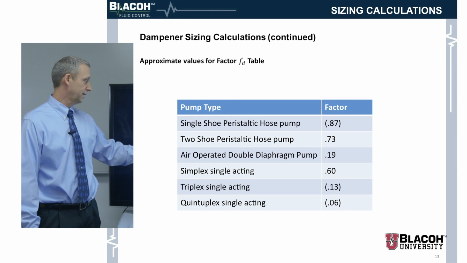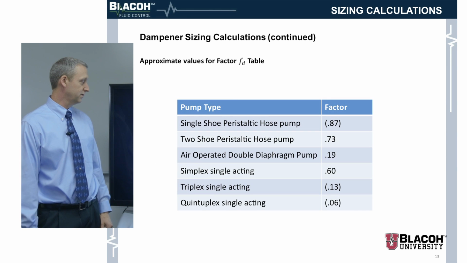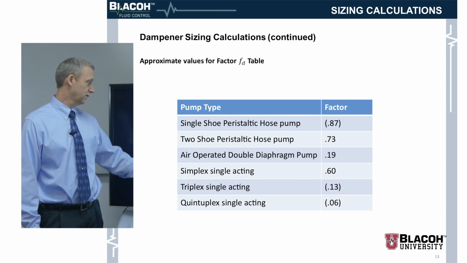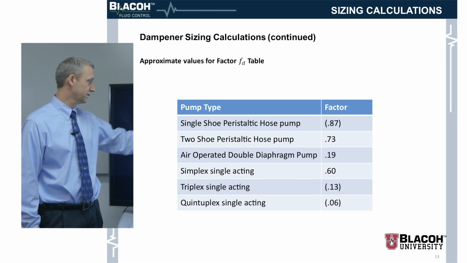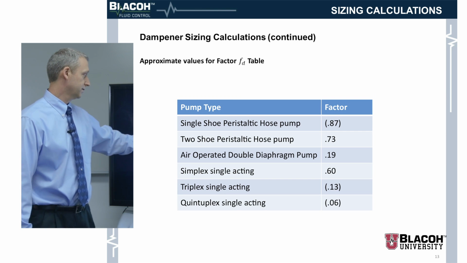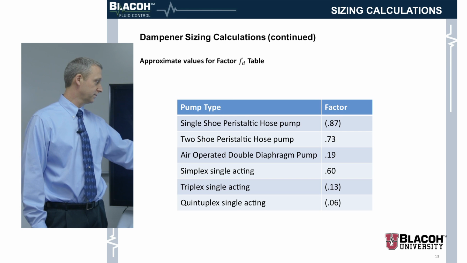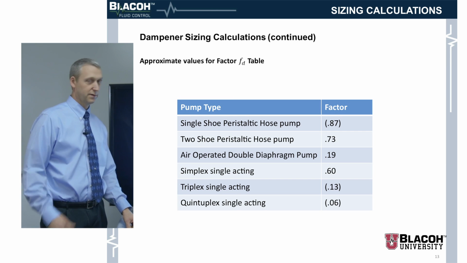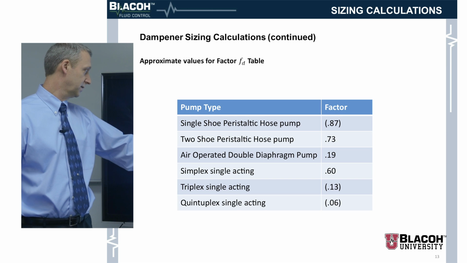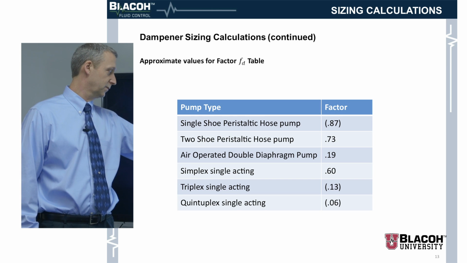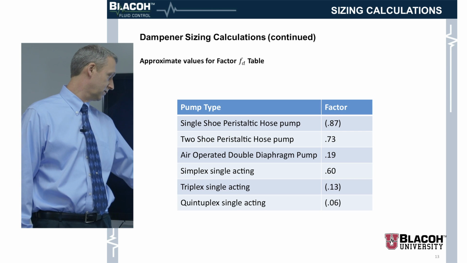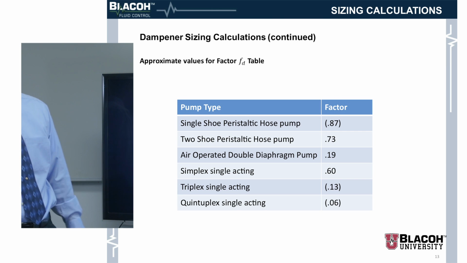Here is a little table that shows a few values for this factor for different types of pumps. Single shoe, that's kind of an approximated number. Haven't actually measured that one. There's the 2-shoe one, and the air-operated diaphragm pump. You can see it's much better than the hose pump as far as the actual fluctuations, so the dampener doesn't need to be as big. There's Simplex single acting, which is similar to the hose pump, a little bit better. And a Triplex, okay, look, it's much better. And then you go down to a Quintuplex, and it's very flat.